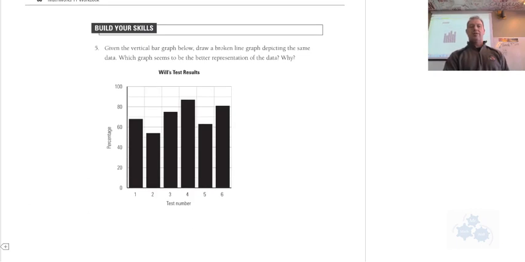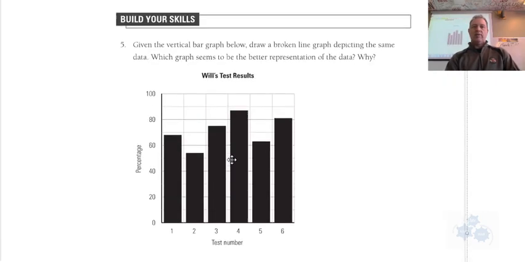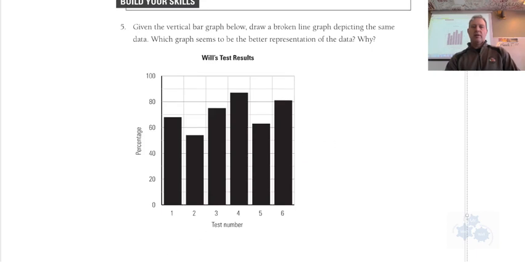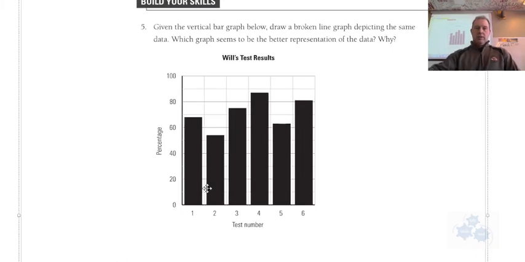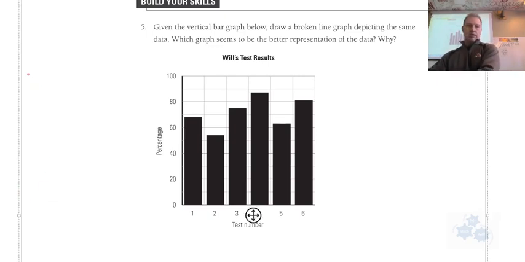Another chance for us to get some practice here. I'll do question 5 with you, and then I'll let you off on the rest, okay? Question 5 says, given the vertical bar graph below, draw a broken line graph depicting the same data. Which graph seems to be a better representation? Okay, I'm going to draw a broken line graph. Oh goodness, that's a terrible line. Straighten out my tablet here.